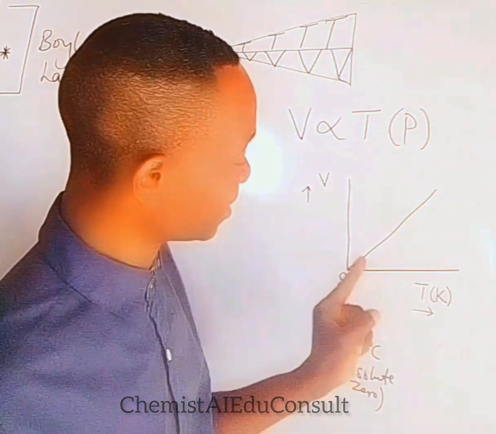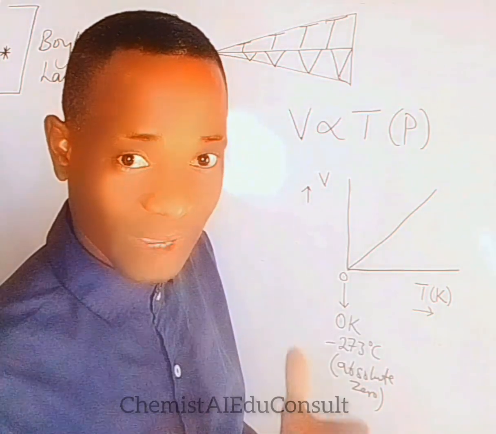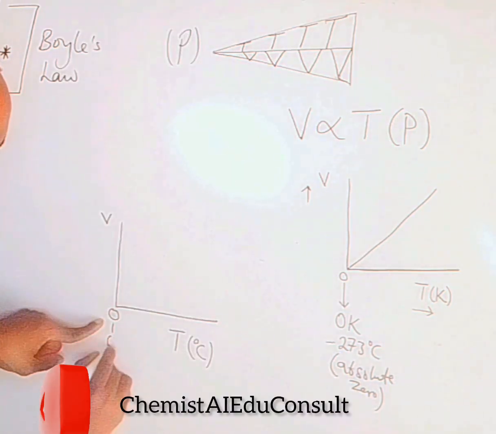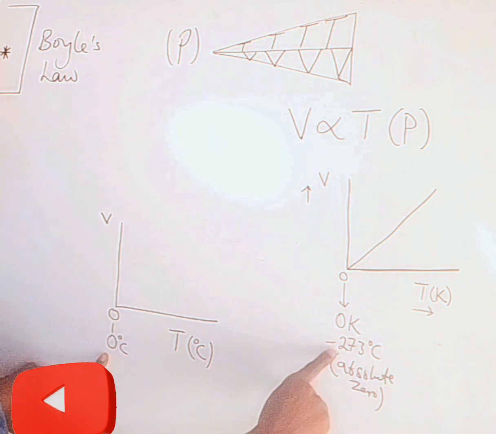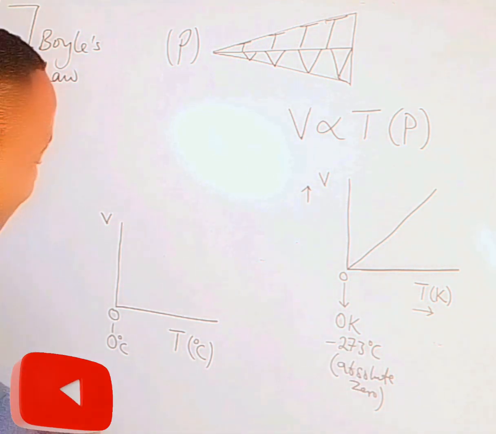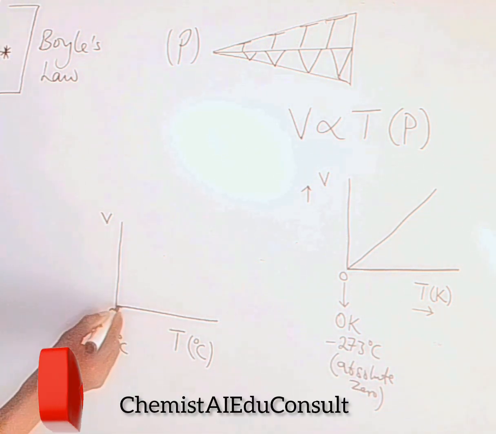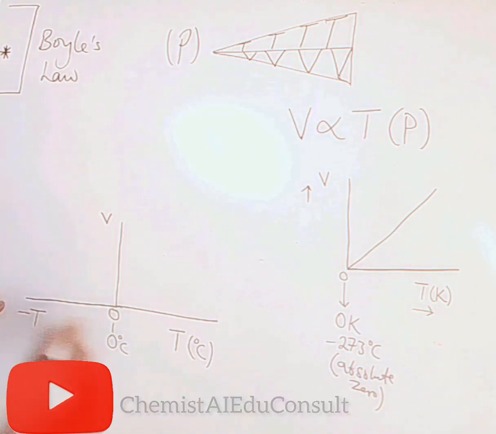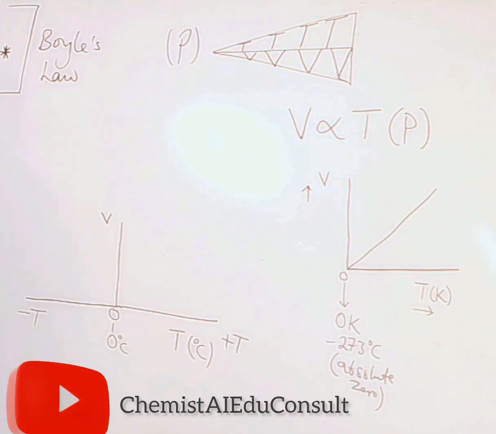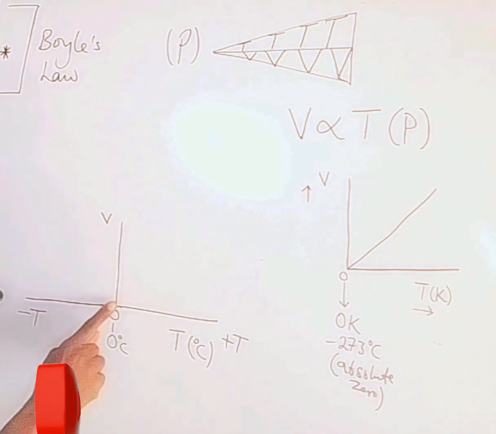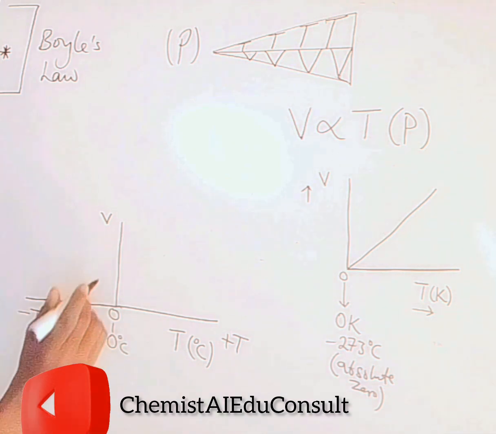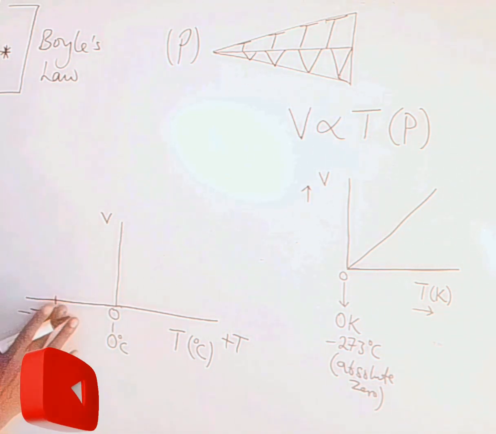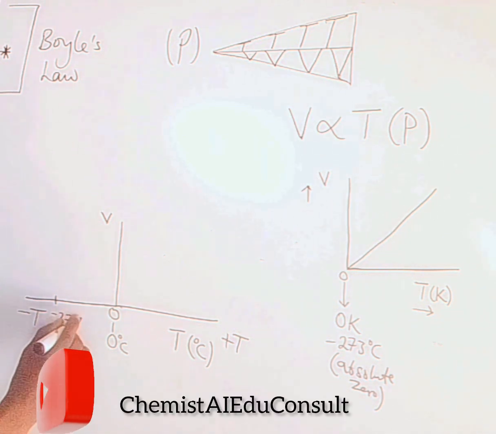If you don't want to represent it this way, you can plot the volume against Celsius temperature. And you know that the 0 here means 0 degrees Celsius and not minus 273, meaning that you are going to extend this temperature axis so that you have negative values. This is negative temperature, this is positive temperature. So because of this, the graph is not going to begin from 0 degrees Celsius. It will begin from a negative value here, 0 Kelvin, or minus 273 degrees Celsius.